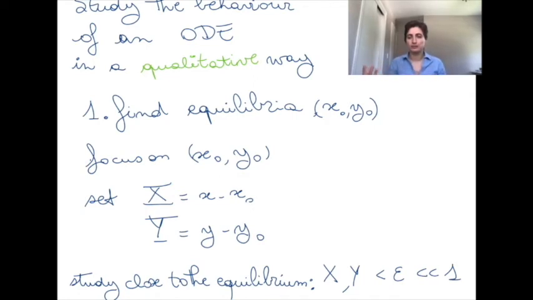Because we assume the right-hand side to be continuous, that is quite reasonable. So focusing on x naught, y naught, we'll introduce capital X and capital Y. That is just a resetting in which capital X and capital Y are equal to 0 at the equilibrium. So it's just a very simple change of variables to reset around equilibrium. And if we want to be studying our system very close to the equilibrium, what we are expecting is looking at capital X and capital Y being very small, smaller than some epsilon that is much smaller than 1.